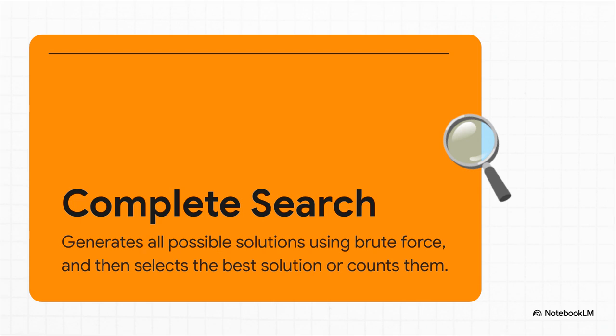Think of it as the brute force powerhouse of your algorithm toolkit. The idea is shockingly simple, really. You just generate every single possible solution, check each one against the rules, and then pick the best one. It's your guaranteed path to a correct answer, as long as you've got the time to let it do its thing.